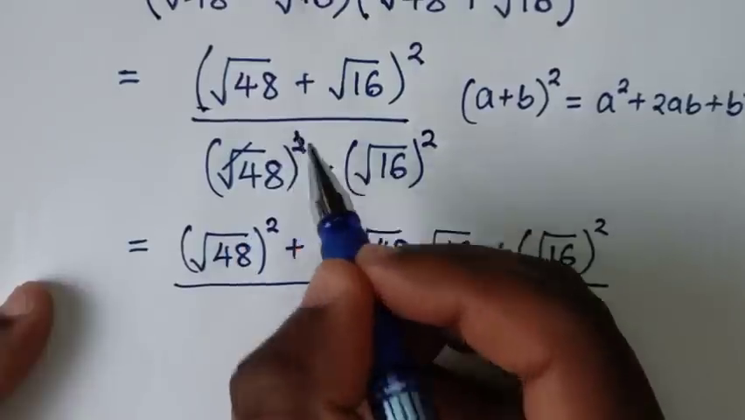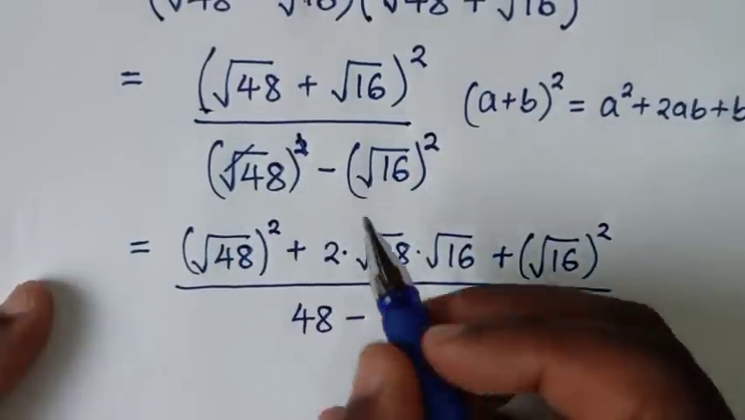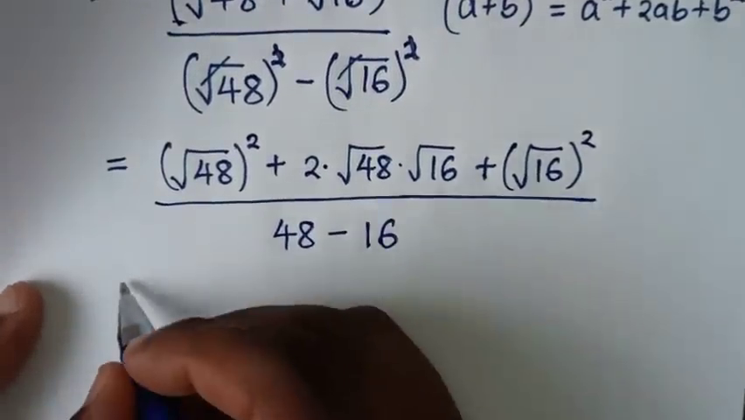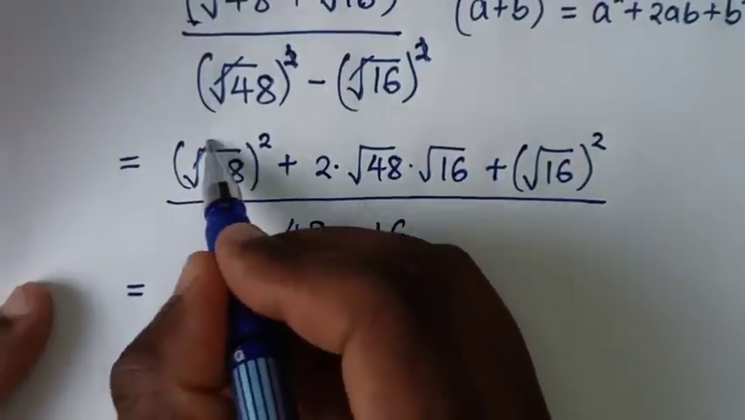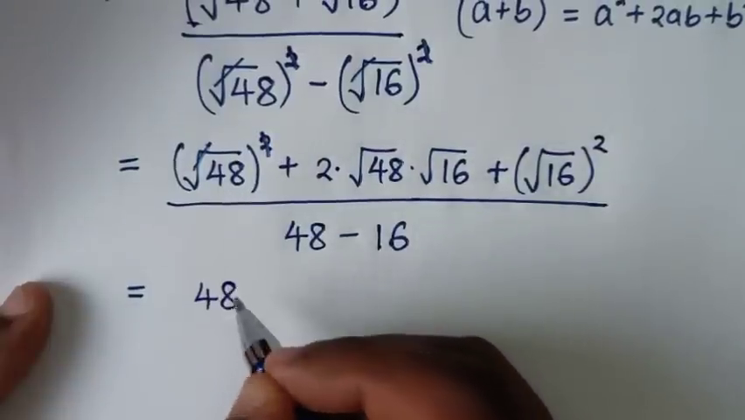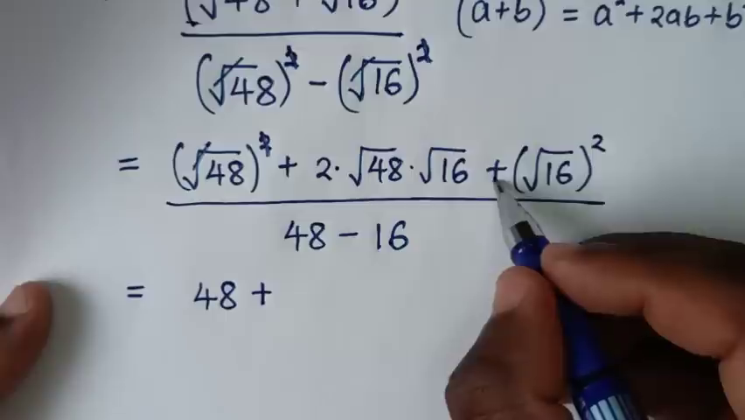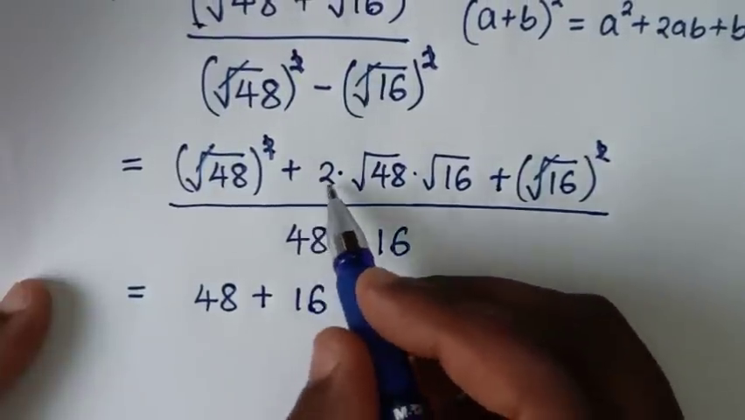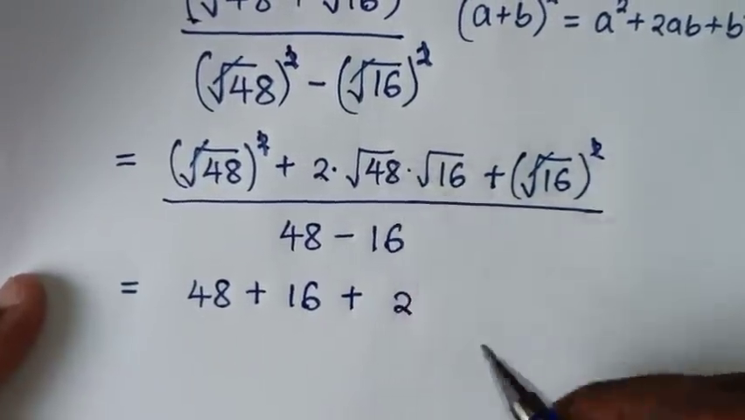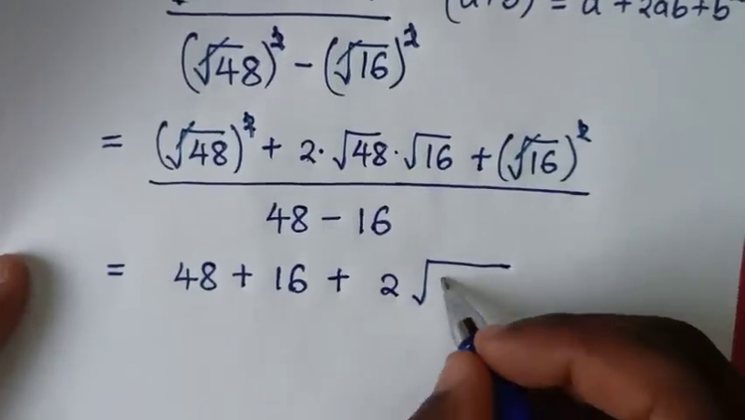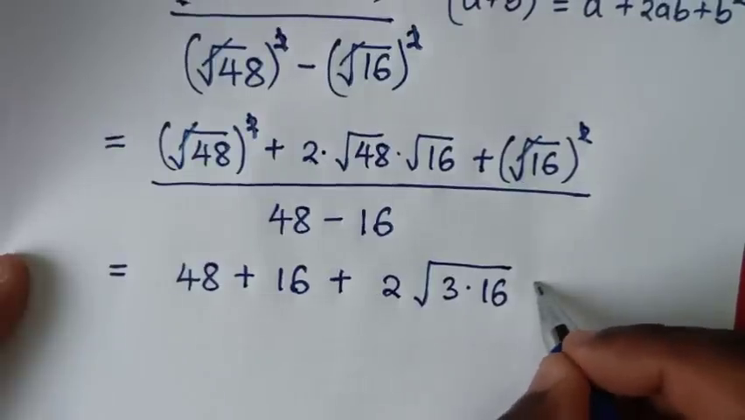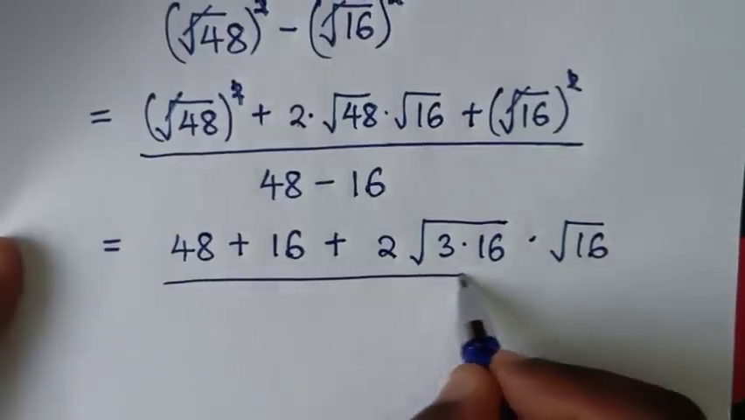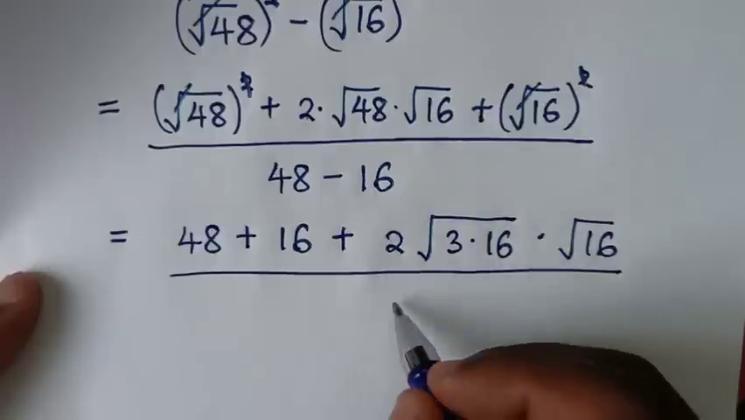Here the square root will cancel the square, so it will be 48, then minus 16. Then in the numerator the square root cancels the square, so it will be 48, plus 16, then plus 2 times square root of 48, which we split: square root of 48 is the same as square root of 3 times 16, times square root of 16, over 48 minus 16. This minus this is 32.